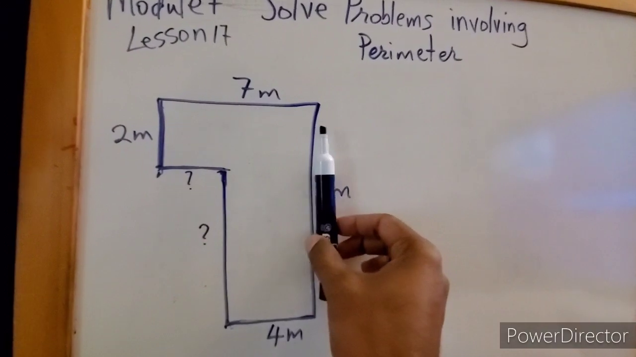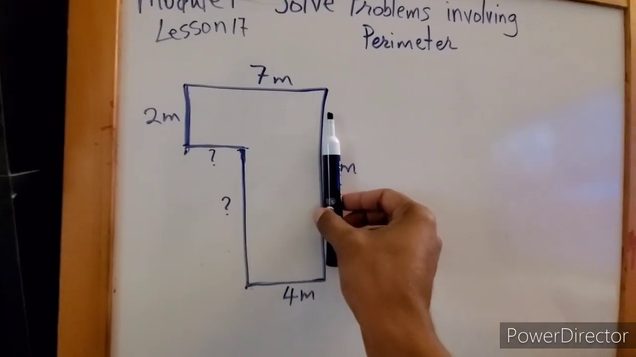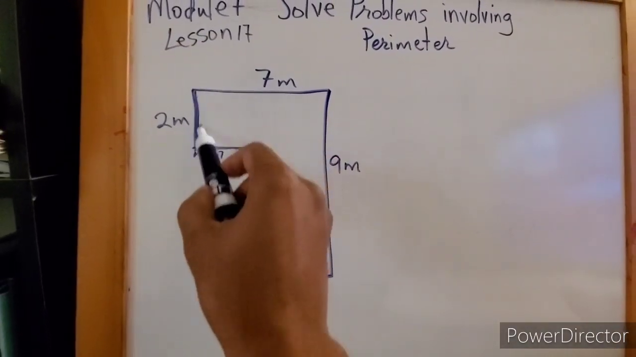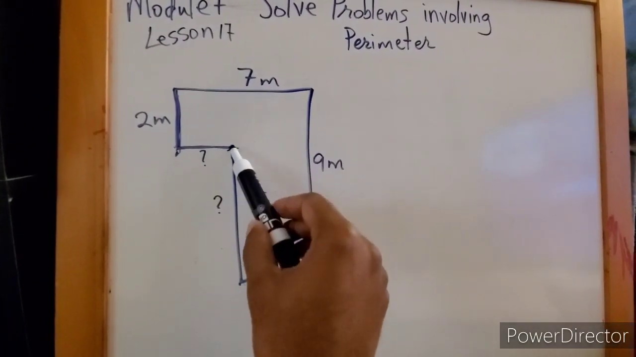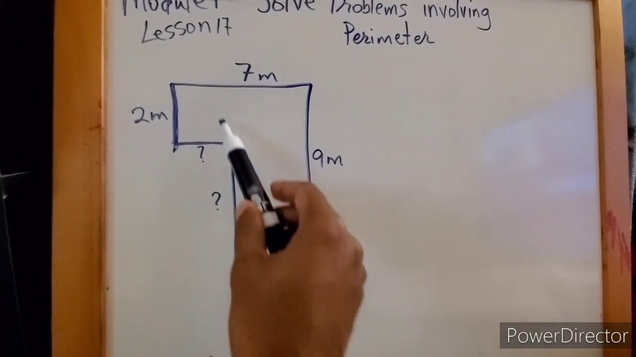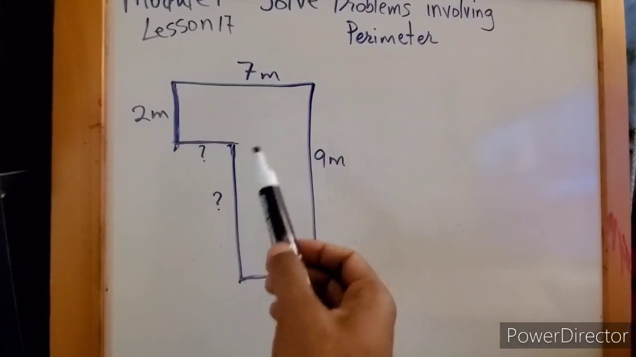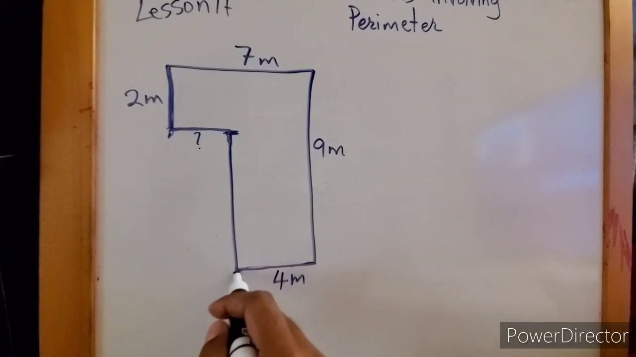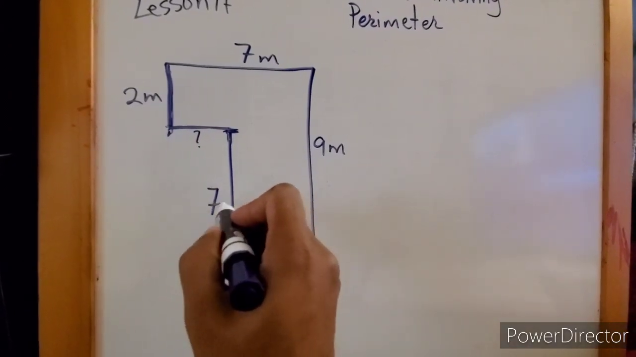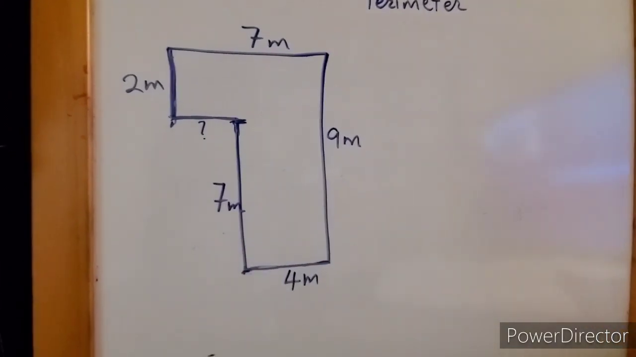All right. We know that this is 9 over here. And we know that this is 2 right here. So 2 taken out of this. How much more do you need to make 9? 2 plus 7. Yes. So this one right here, from here to here, would be 7 meters, of course.